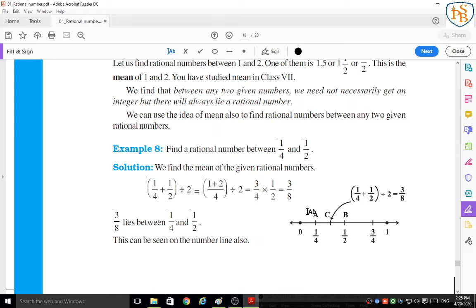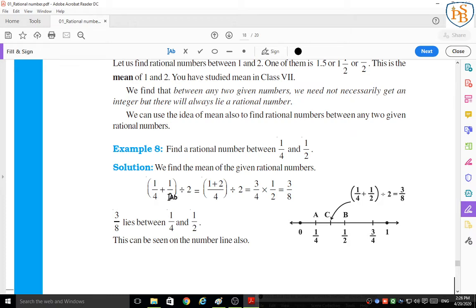If I want to find the middle point of a given segment of 6 centimeters, then I have to divide 6 centimeters by 2. So I will get the answer 3 centimeters. That means at 3 centimeters I can put a dot, which shows the middle point of that segment. Like that, for these both numbers I have to divide by 2. So 1 upon 4 plus 1 upon 2 divided by 2.